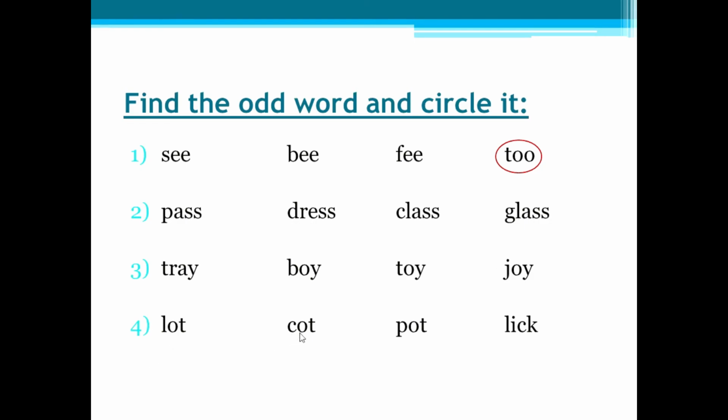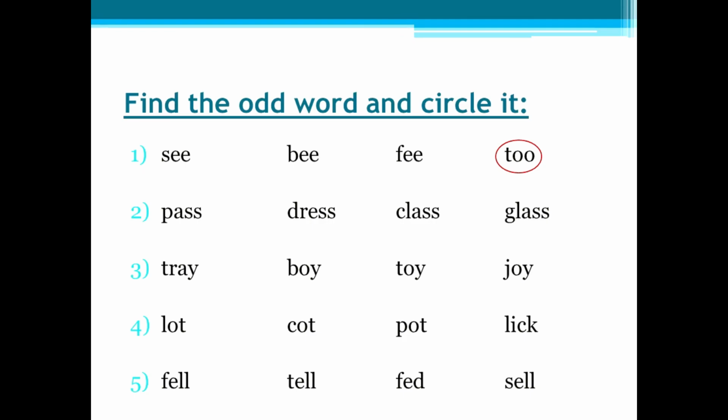Next, lot, cot, pot, lick. Say it again. Lot, cot, pot, lick. Very good. One more. Fell, tell, fed, sell. Once again. Fell, tell, fed, sell. Okay. Understood? Now the words which are not rhyming, you have to circle. Okay. Now you like this game? I'm sure you like this game.